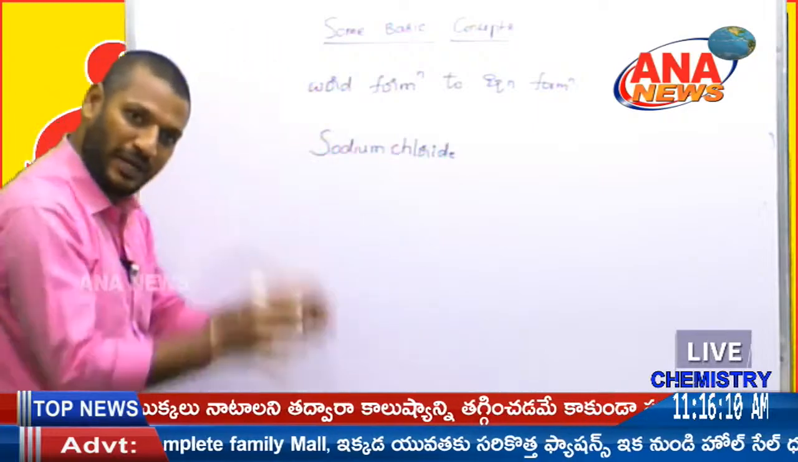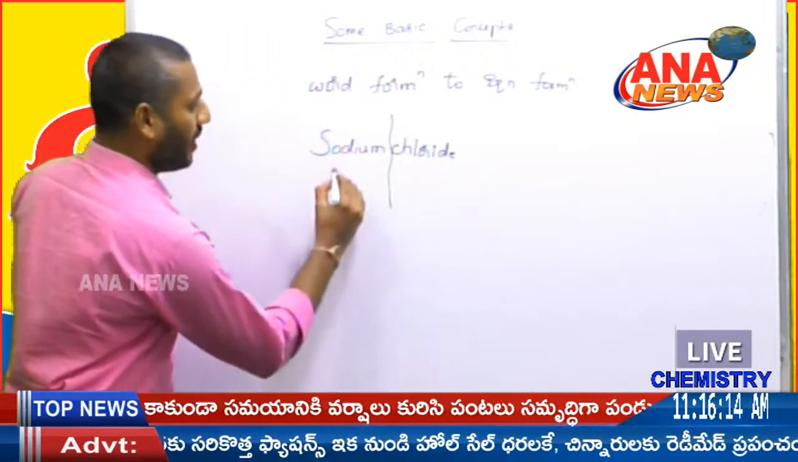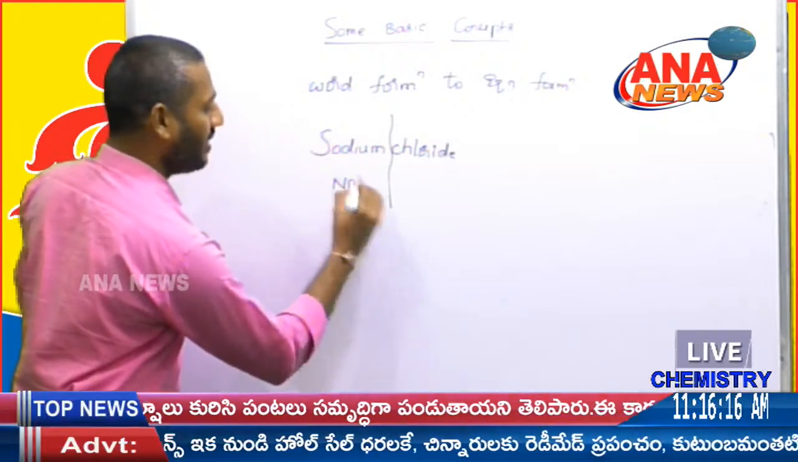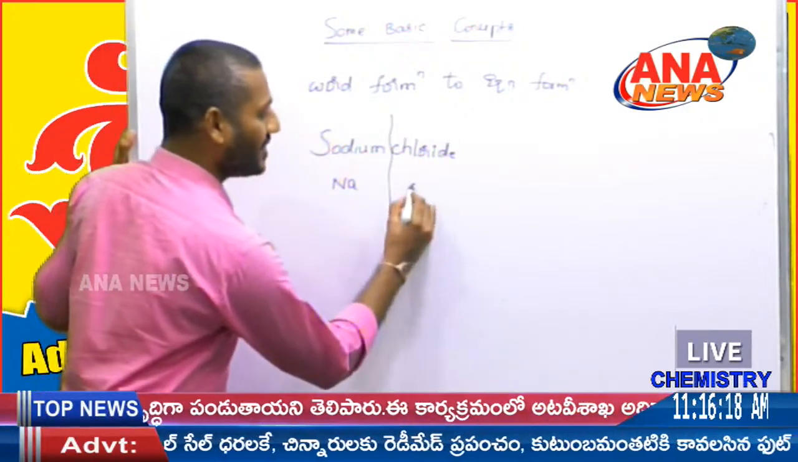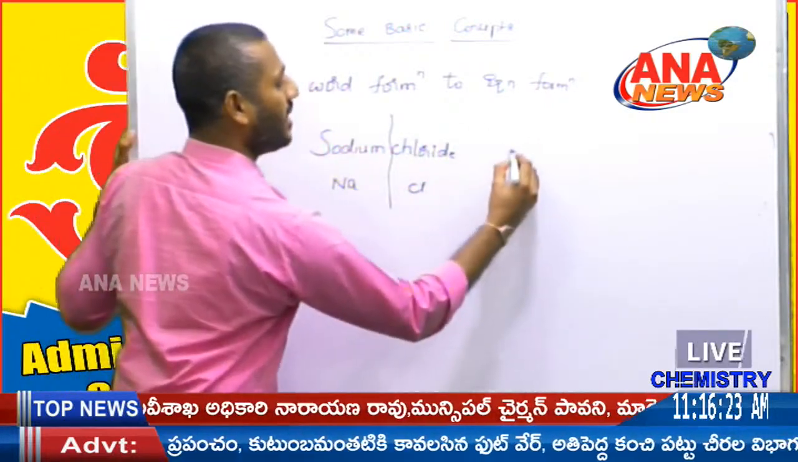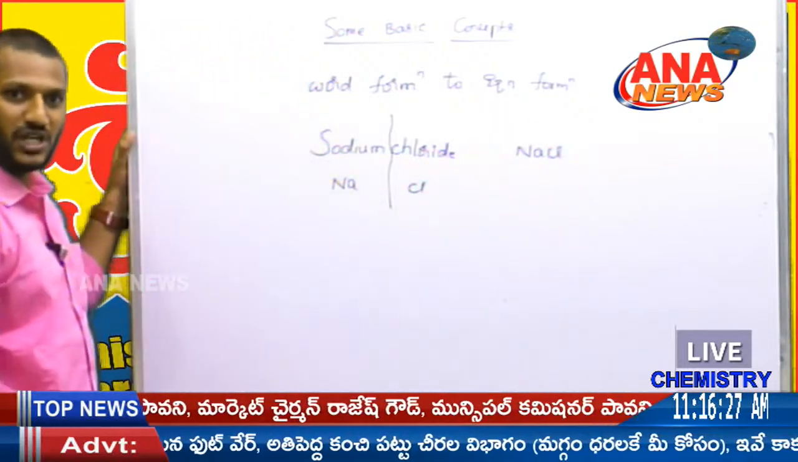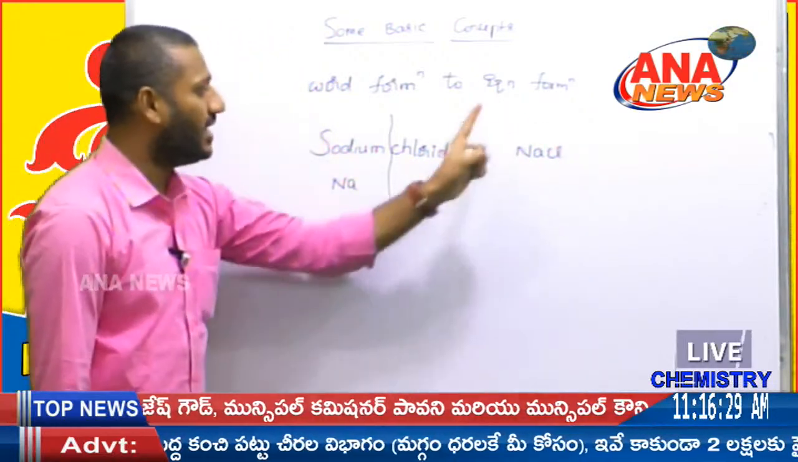Then it can be split into two types. So that is called sodium and chlorine. The symbol of sodium is Na. The symbol of chlorine is Cl. How can we write it as NaCl? That is called word formation to equation formation. How does NaCl exist?